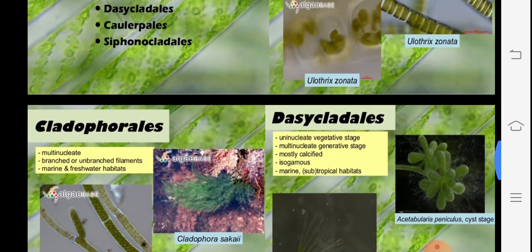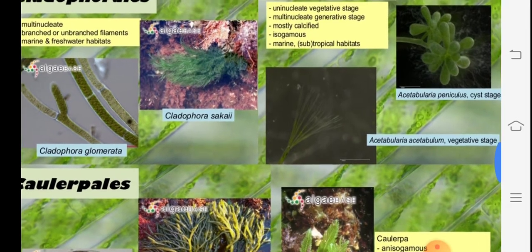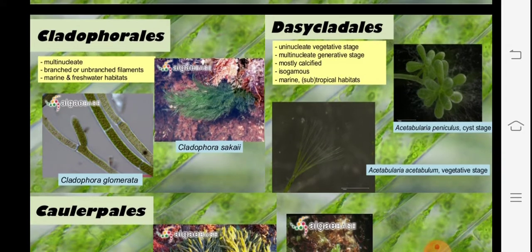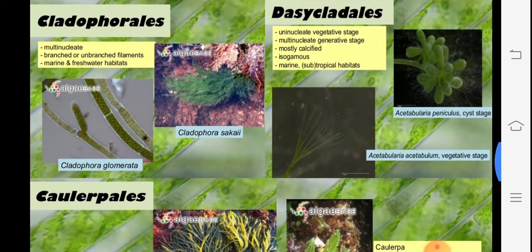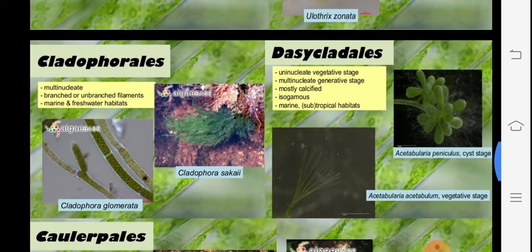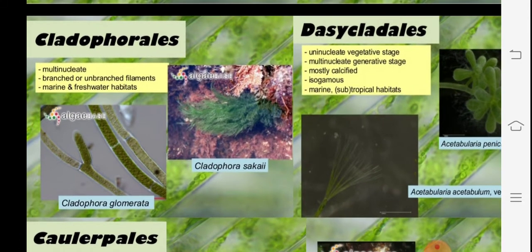Then the second one is the Cladophorales. It is a branched or unbranched alga, marine and freshwater, multinucleated. Then the second order is Dasycladales. Acetabularia is a very well-known genus. Acetabularia shows a uninucleate vegetative stage. One cell is magnified here, with only one nucleus in each cell. Then it shows a multinucleate generative stage and the isogamous condition. Same gametes are there, so isogamy is the character. Then you observe the first one, Cladophora.